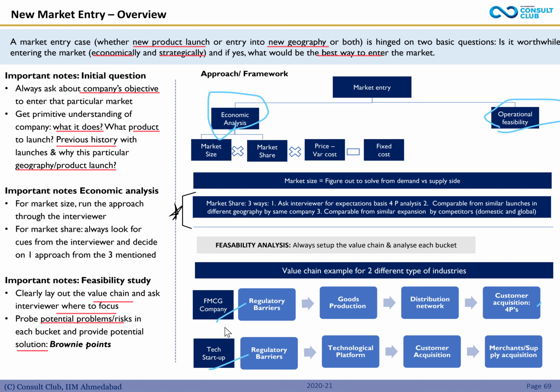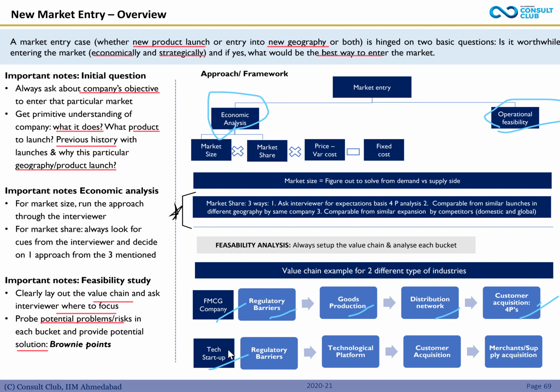So if you are an FMCG company and you want to launch a new product in a geography, how do you divide it? First you see what the regulatory barriers are for that product. How do you produce that good? What does the production supply chain look like? What is the distribution network for the product? And then you do customer 4P acquisition to figure out how you acquire customers.